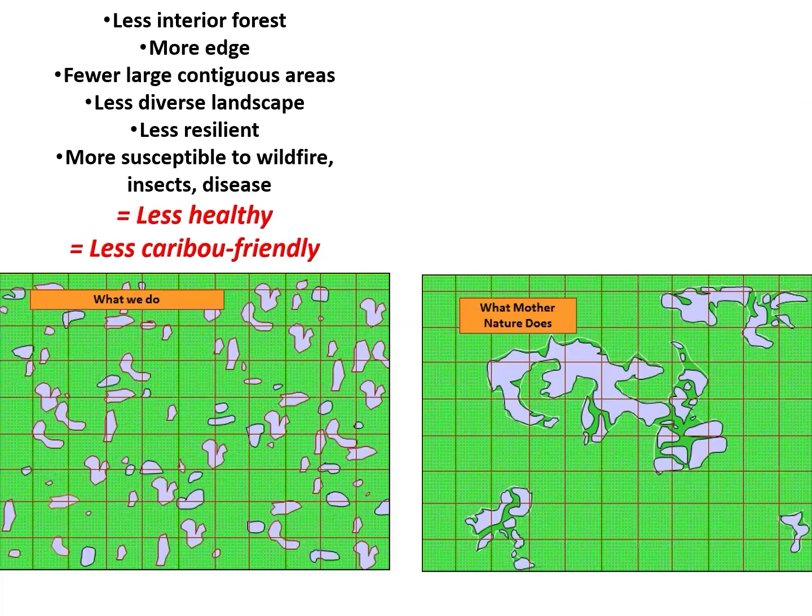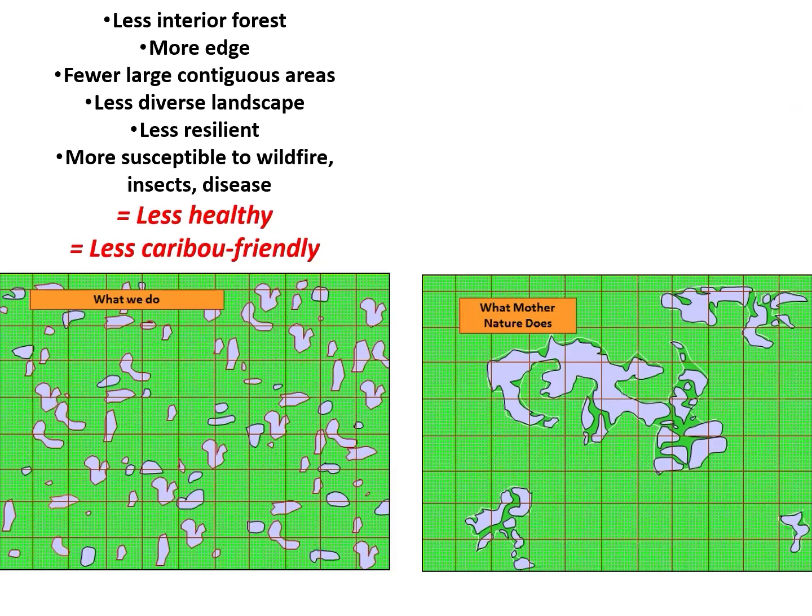And in terms of a healthy landscape, the one on the left has less interior forest. It has more edge, fewer large contiguous areas. It's a less diverse and less resilient landscape, which means it's more susceptible to wildfire, insects, and disease. It's not a healthy landscape, but it's also not particularly caribou friendly.